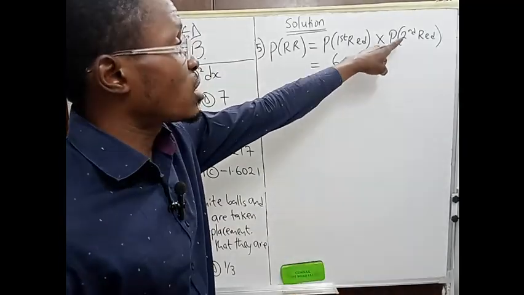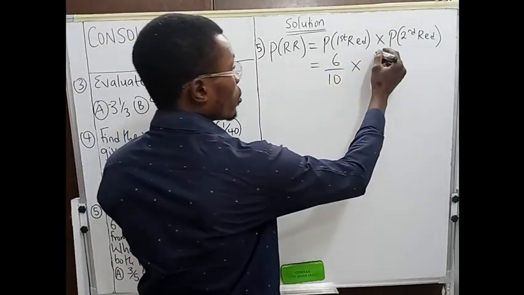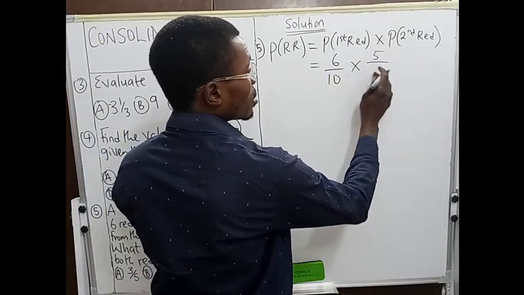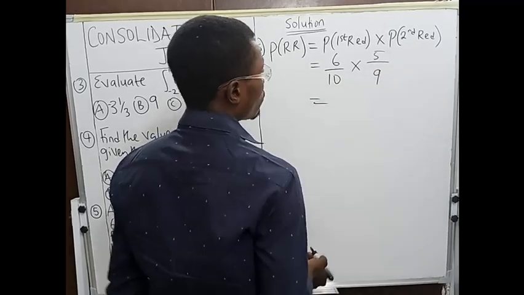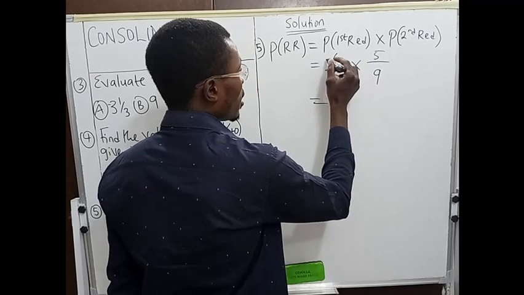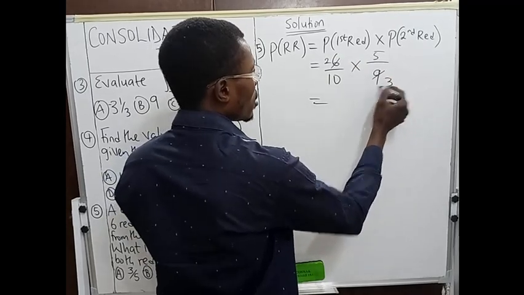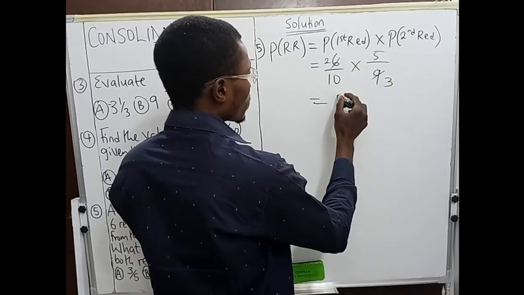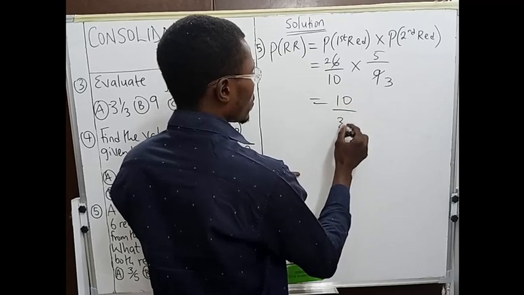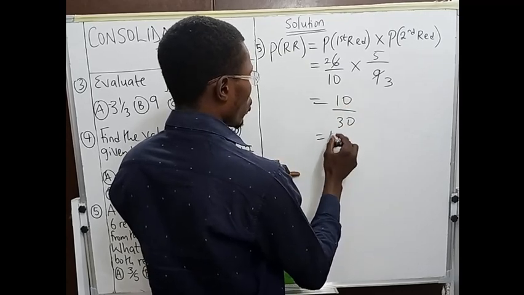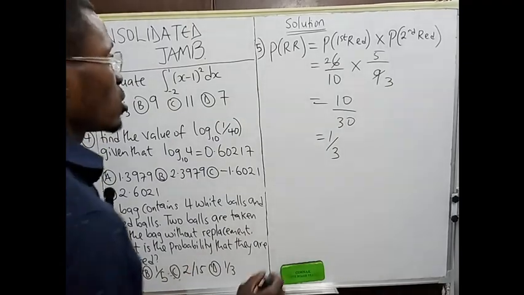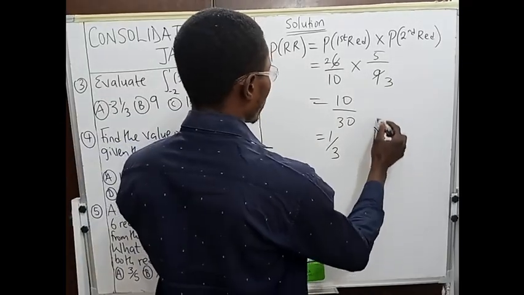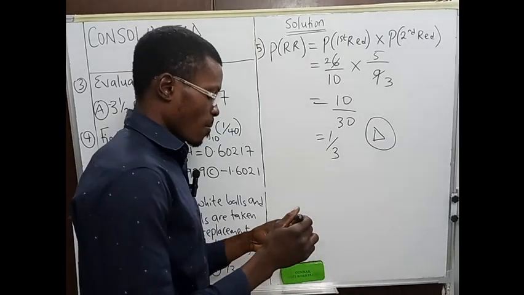So for probability of the second ball is red, will now be what? 5 over the total number of balls now is what? 9. So you solve this, you are going to have 3 here, 2, 3 here, 3. This gives us what? 10 over 30, which is equals to what? 1 over 3. And that is given by option D. Option D gives the correct answer for number 5.